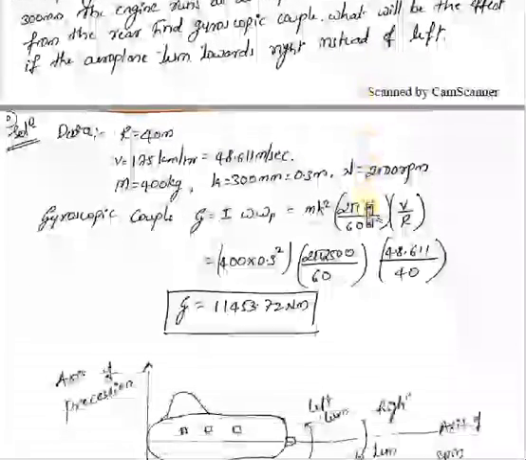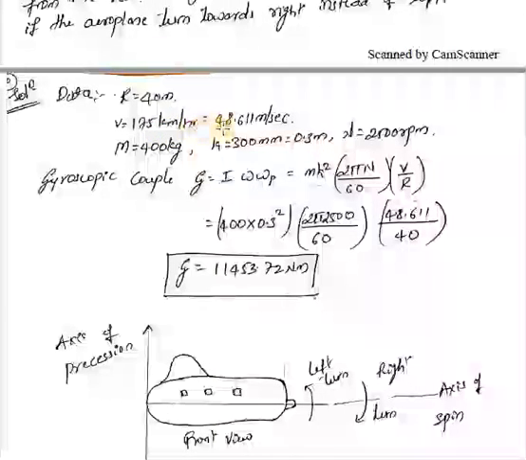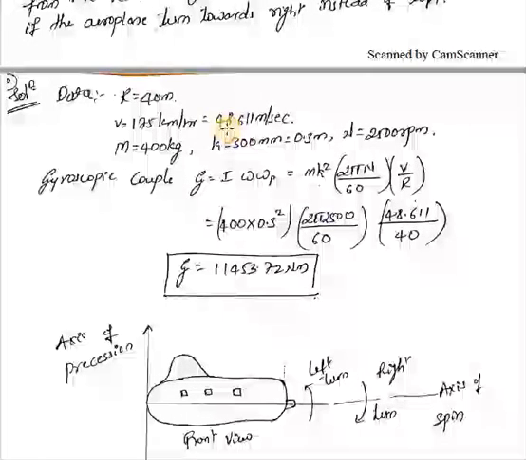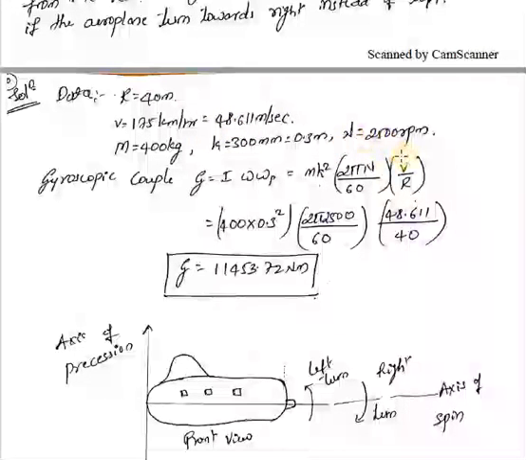First we list out the given data. R is 40 meter, V is 175 km per hour. After conversion, it becomes 48.6111 meter per second. Mass M is 400 kg, the radius of gyration is 0.3 meter, and the speed is 2500 rpm. For the gyroscopic couple we have the equation G equals I into omega P, where I is given by M K square, omega is 2 pi N by 60, and omega P is V by R. After substitution of these values, we get the gyroscopic couple.